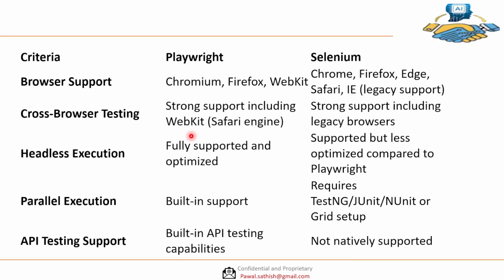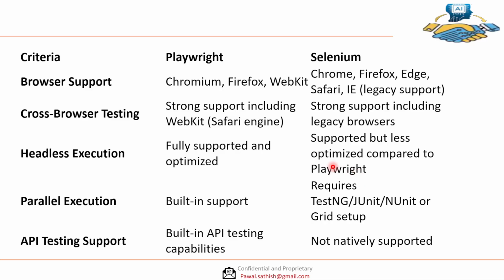Then, from a browser support perspective, Playwright supports Chromium, Firefox, and WebKit, whereas Selenium supports all the browsers: Firefox, Edge, Safari, IE, with legacy support. For cross-browser testing, Playwright also has strong support, including the Safari engine, that is WebKit. In Selenium we also have strong support, including legacy browsers. Headless execution is fully supported and optimized in Playwright, while in Selenium it's supported but less optimized compared to Playwright.